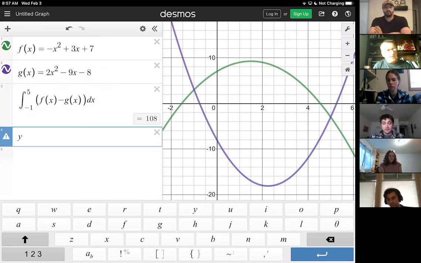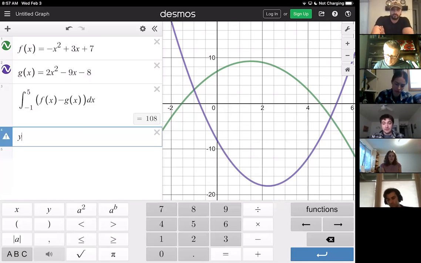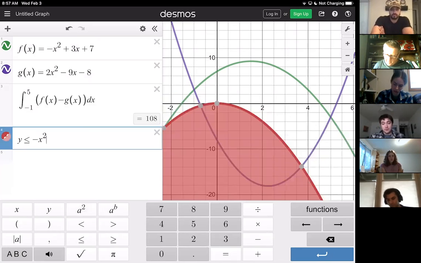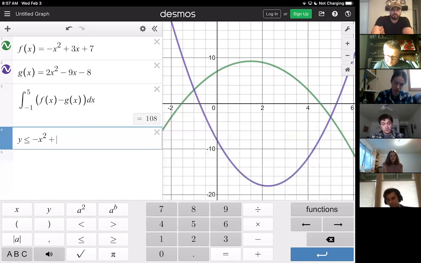Just because it's fun, I'm going to show you how to actually shade the area that we're describing in Desmos. If I go in and I say y is less than or equal to, I want to shade under the green graph. So now I'm just going to type the green graph. If I was doing this on my computer, I'd just copy, but I can't seem to do that on here. Maybe it's because I'm low skills.